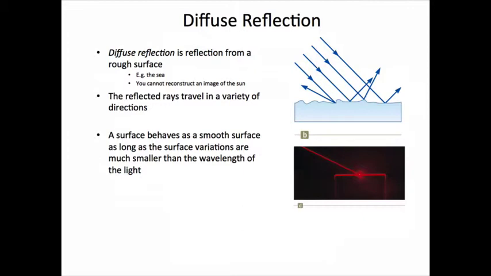Now, we might imagine a piece of paper is a smooth surface, but on the scale of the wavelength of light, and even if you looked at it through a microscope, you would see that it's actually rough. So the reflection from paper will be diffuse. We say that the paper is scattering the light. Now, most surfaces in real life scatter light.